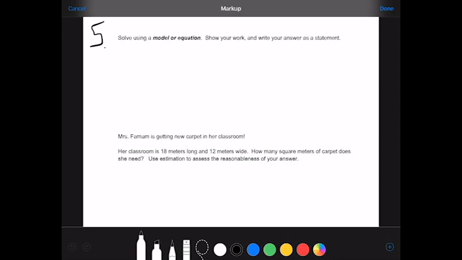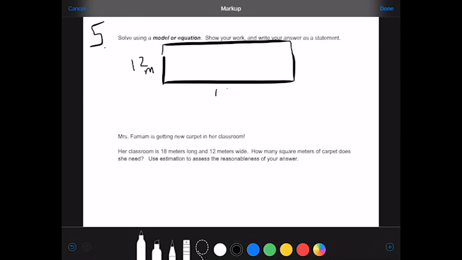Use estimation to assess the reasonableness of your answer. So I like to just start with a picture. So I'm going to draw this rectangle, and I'm going to say that it is 12 meters on this side and 18 meters on this side. So 18 meters long, right? My length equals 18 and my width equals 12. How many square meters of carpet does she need? Use estimation to assess the reasonableness. Oh, that's right. Use reasonableness. I'm going to have to double check, do my whole problem over again using estimated numbers.